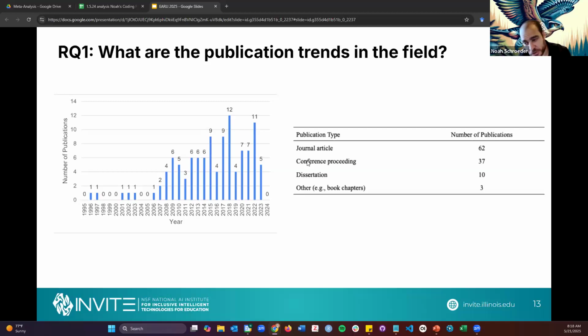And most of them are appearing as journal articles. Some of them are appearing as conference proceedings. I was kind of surprised there were only 10 dissertations. I really expected more dissertations to be found. I'm not really sure why this is. I don't have a good theory. I was just surprised by that.